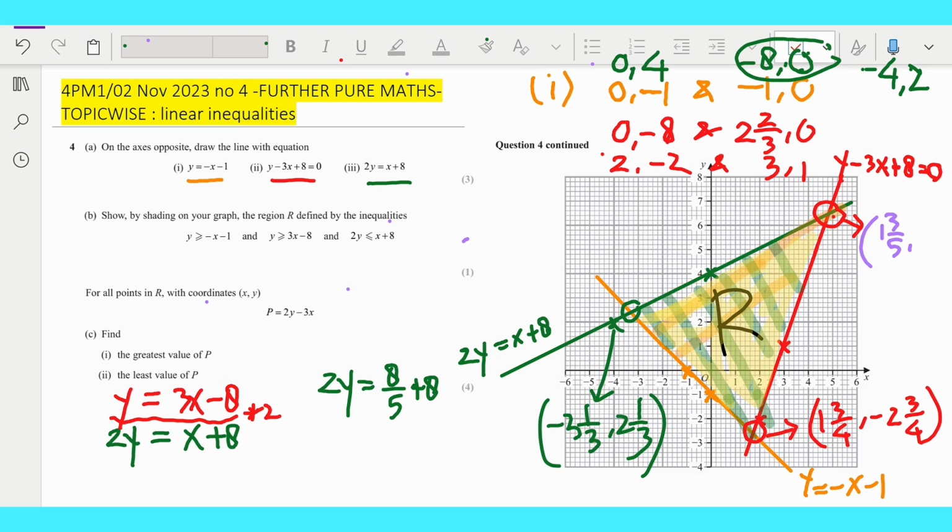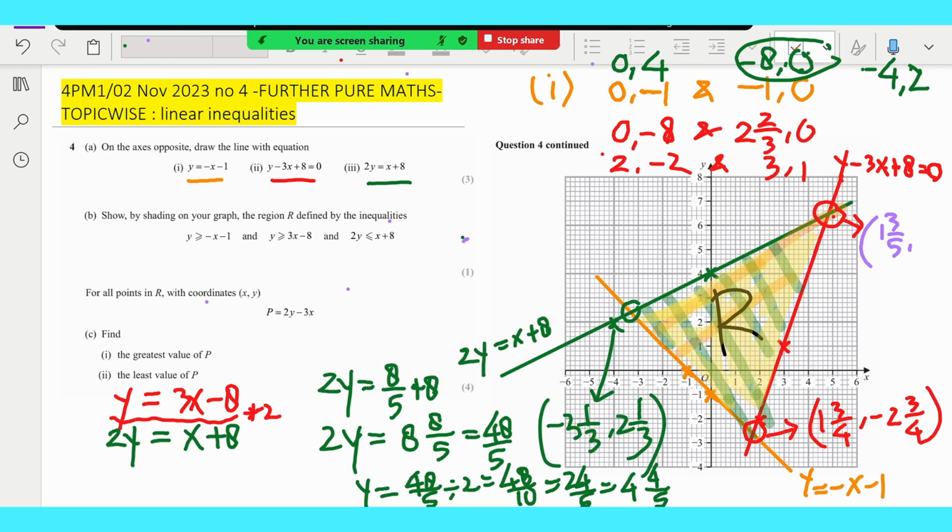So 2y equals 8 over 5 plus 8. If we count manually, it is 8 over 5 plus 8, and equals 48 over 5. So 2y equals 48 over 5. So y is 48 over 5 divided by 2, which is 48 over 10. Simplify this, divided by 2, becomes 24 over 5. Now put it in the next fraction, which is 4 4/5. So our y part is 4 4/5 here.